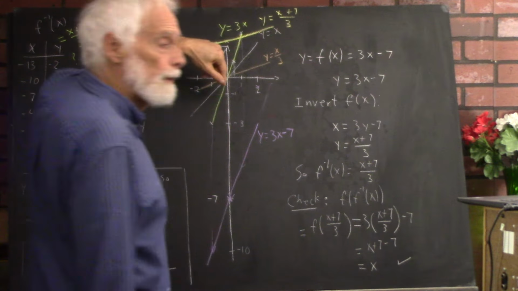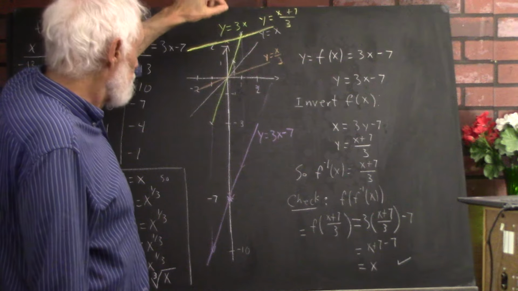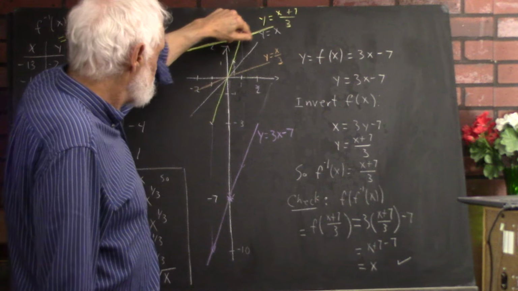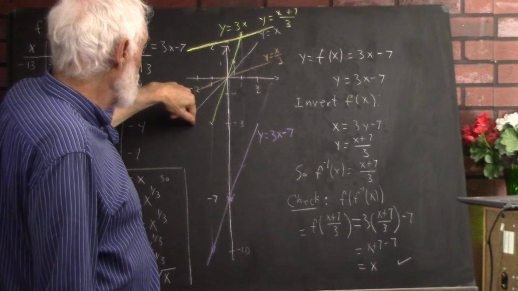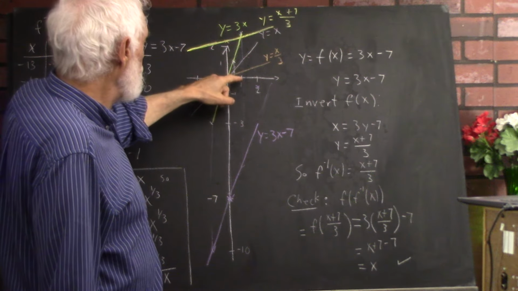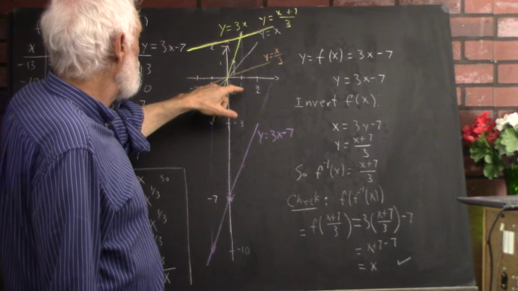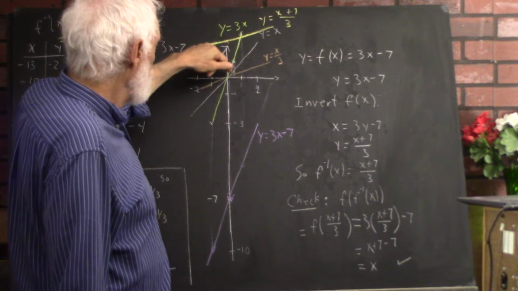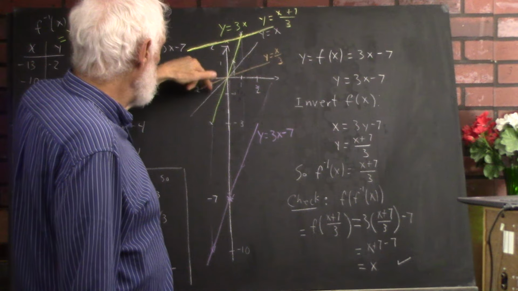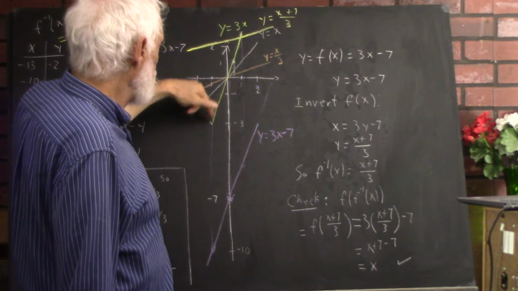So we construct the inverse by vertically stretching this function by a factor of 3. We see that the point (1, 1) goes up to (1, 3). The point (negative 1, negative 1) goes to (negative 1, negative 3).